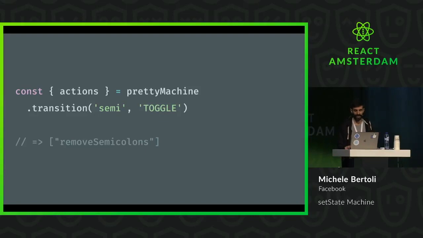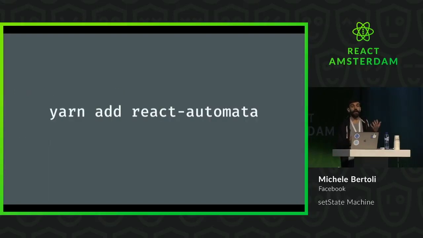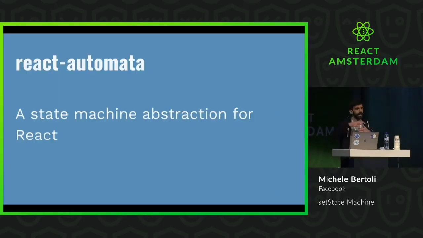And what about React as well? I built a library called React Automata. It's pretty simple, so you can play around with it or build your own, which basically is a layer on top of XState that lets you manage your state within React using a state machine under the hood. It's an abstraction for state machines. And we're going to build something cooler.